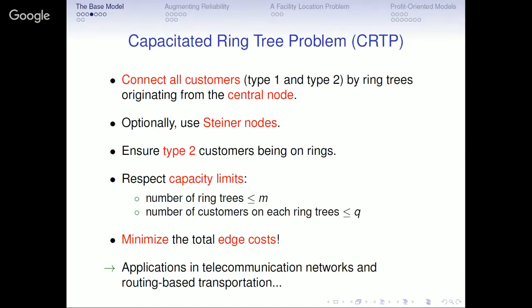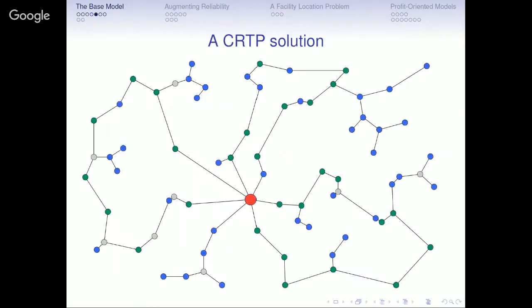And what we do here is we combine a little bit two different worlds, which I'm going to try to illustrate next. So this is a solution in which we have the central node here, 3 ring trees which are, well, ring trees in the interesting way, and 1 ring tree which is a pure tree attached to it. So the capacity limit on the number of ring trees must be greater or equal to 4. And then we have a couple of different limits, I guess it's 20 or 30, on each of these ring trees for the number of customers that we allow in the substructures.